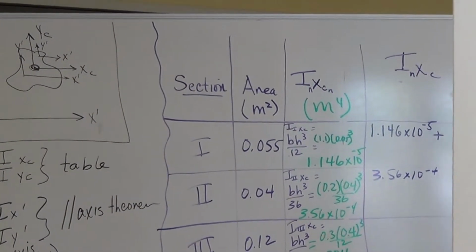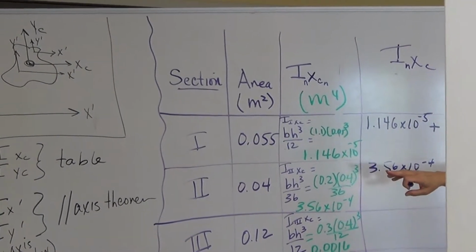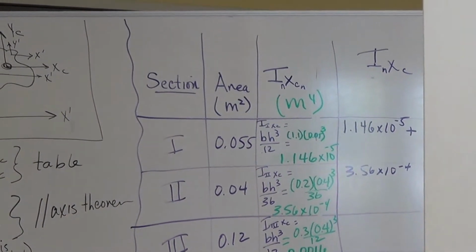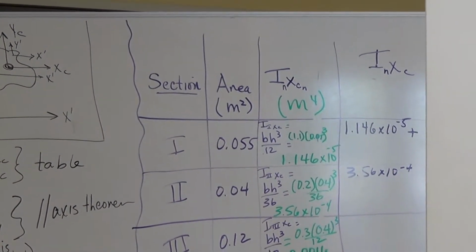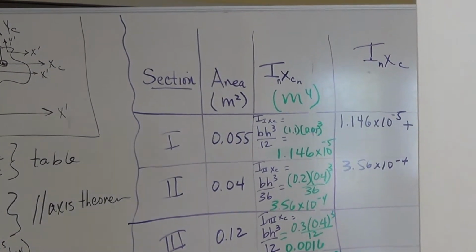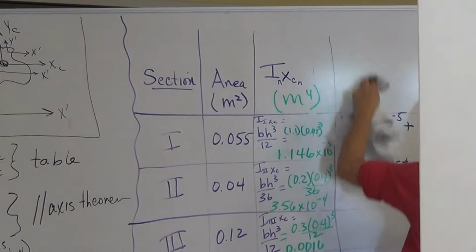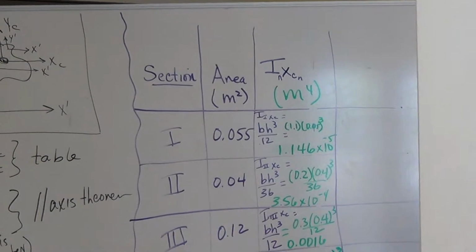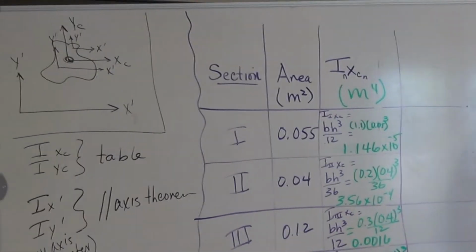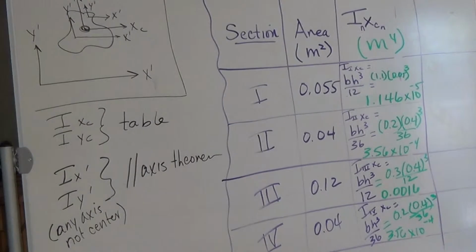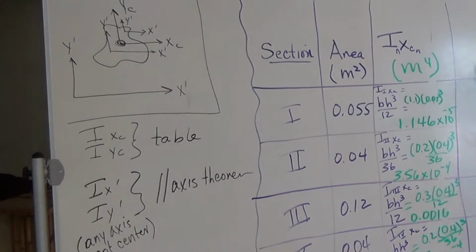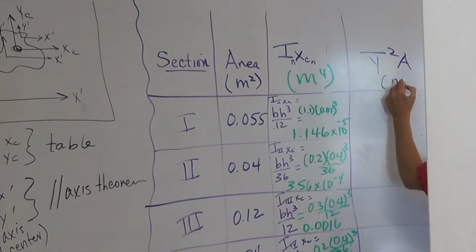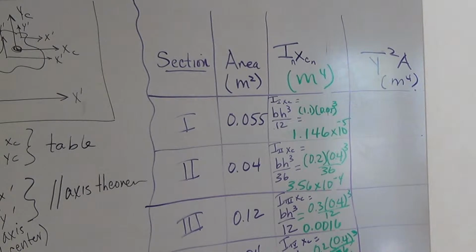Or actually, maybe we should have just made this column the extra part. Should we have made that next column just this, and then we add them together? Let's do that. I think that's better. This is different than what you see in your paper. So this is going to be y bar squared times the area. And y bar squared is also meters to the fourth.